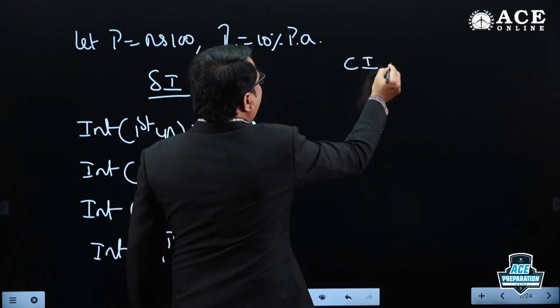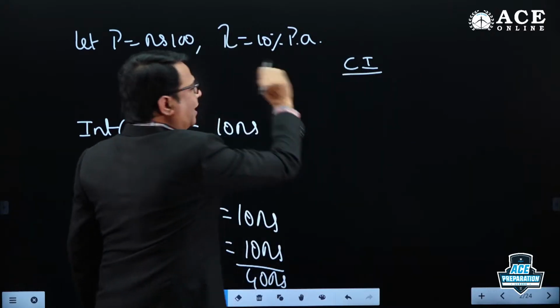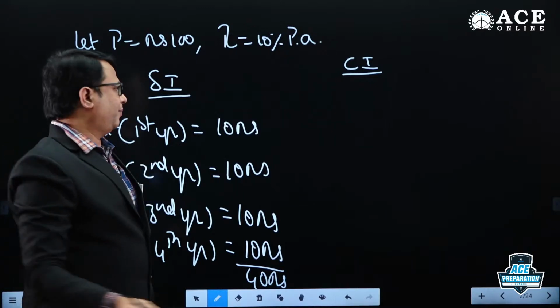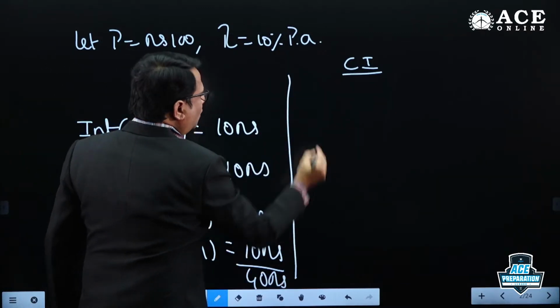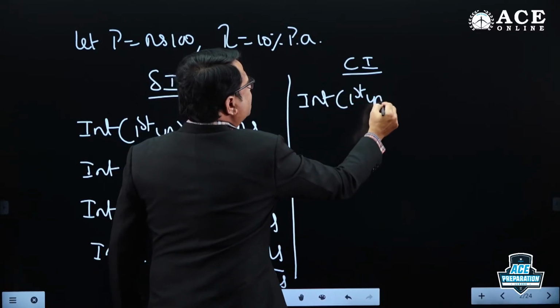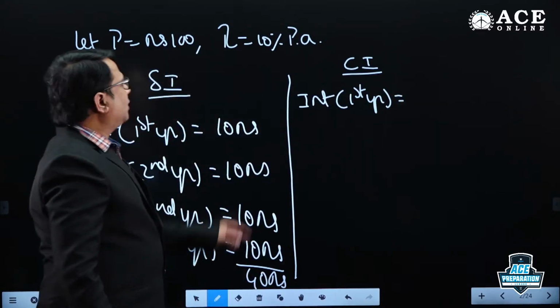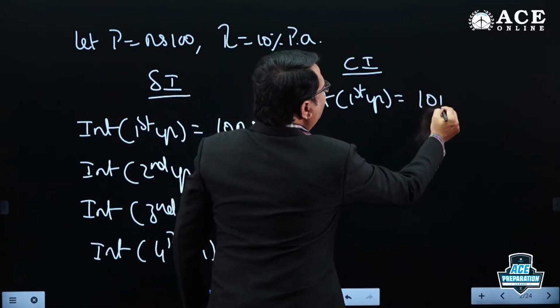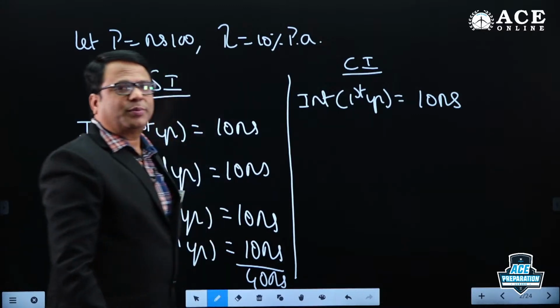So, compound interest, okay? Same example: principal 100 rupees, rate of interest 10% per annum. Now, what is the interest for first year? 10% of 100, 10 rupees.